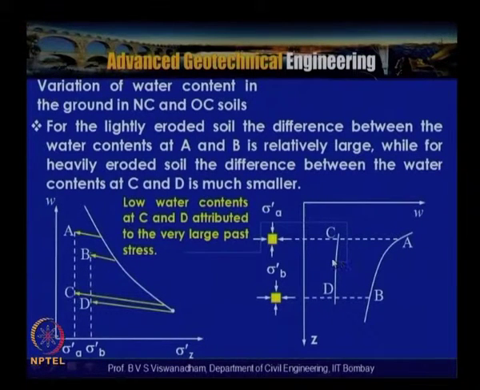Low water contents at C and D are attributed to the very large past stresses. The soil has been subjected to past stresses, so low water contents are recorded here, and you can see there is negligible variation. With depth there is of course a decrease in water content, but here there is a large variation, while here there is a negligible or marginal variation. The reason is that the soil elements at C and D have been subjected to very large past stresses.